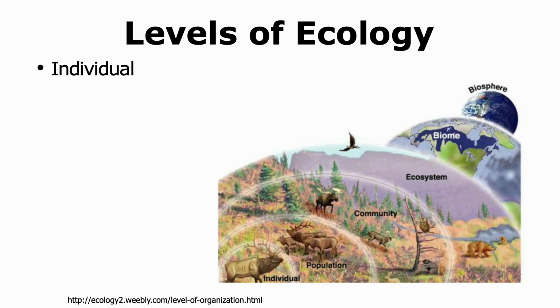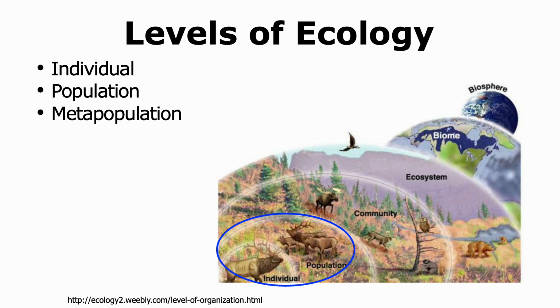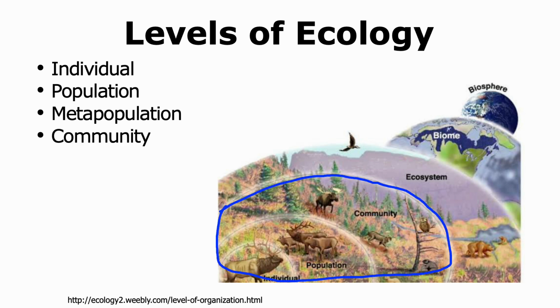Ecology comprises different levels that are organized in a hierarchical manner. The first level is the individual organism. Different organisms that belong to the same species form a population. A population that is spatially separated from others but can interact with members present in other locations is a metapopulation. Different populations in a region form a community.